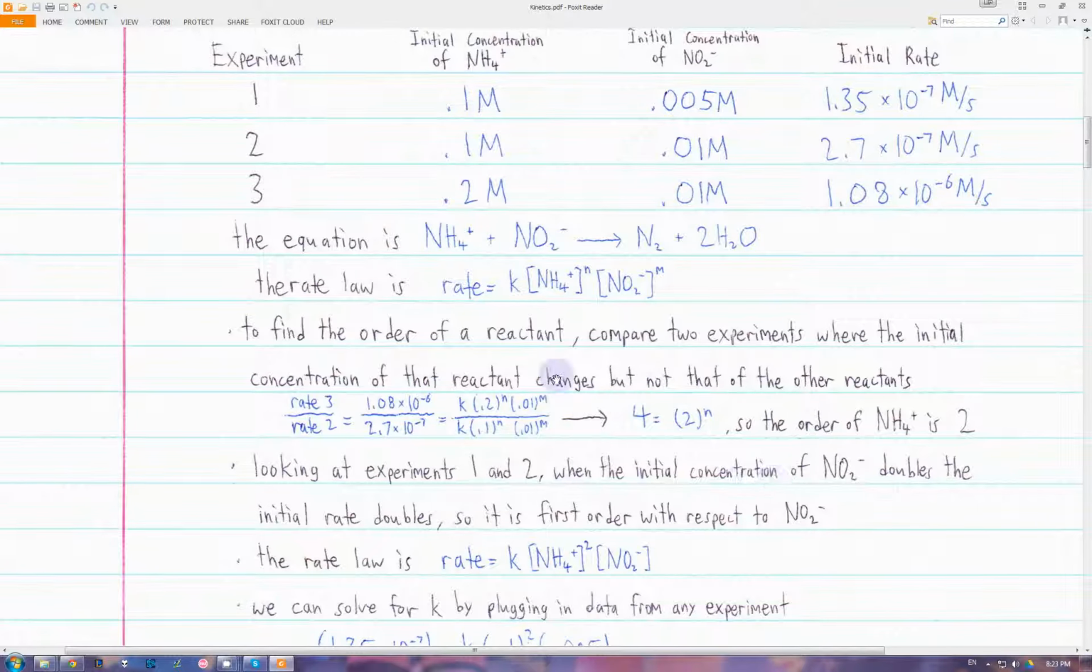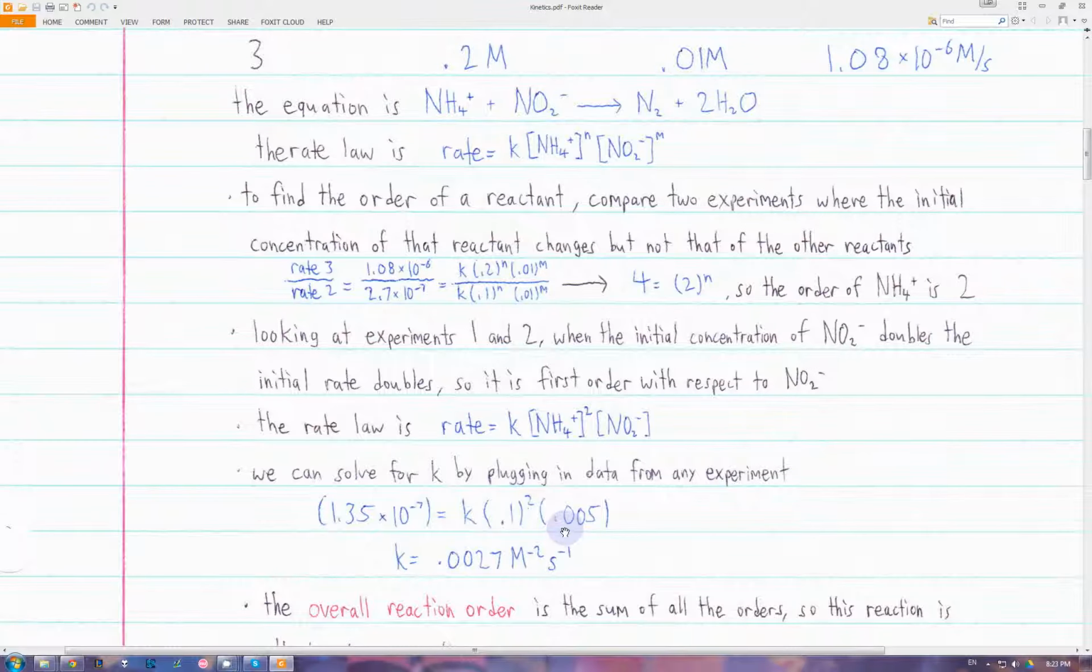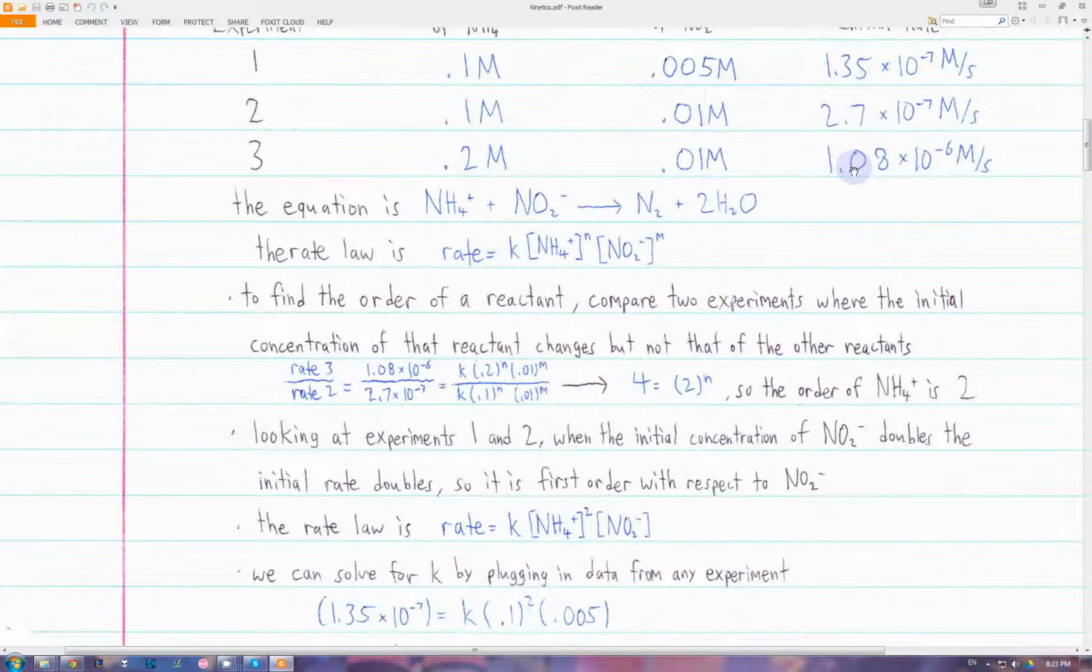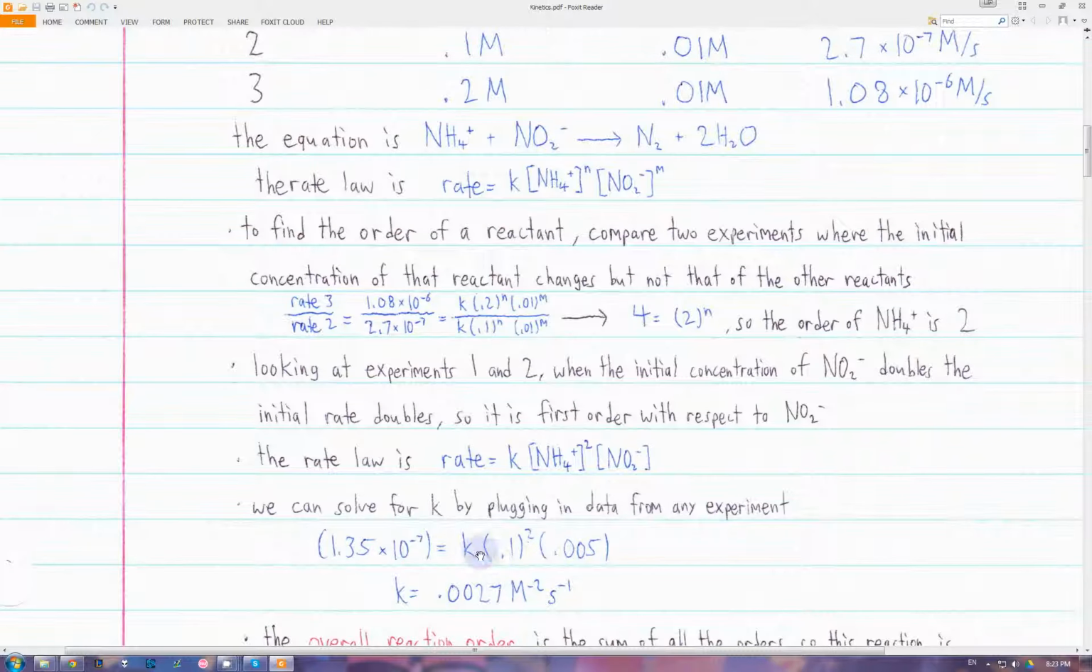So we've obtained the order of both reactants, so now we can write the differential rate law using the actual orders instead of these variables n and m. And so now that we found the orders, we can solve for K, the rate constant, by plugging in data from any of these three experiments. We just plug in all these numbers into the differential rate law and solve for K. And for this reaction, the units of K is molarity to the negative 2 times seconds to the negative 1, which just means 1 over big M squared times S.